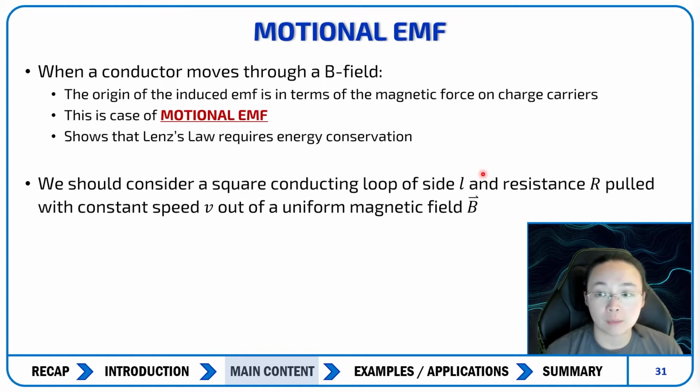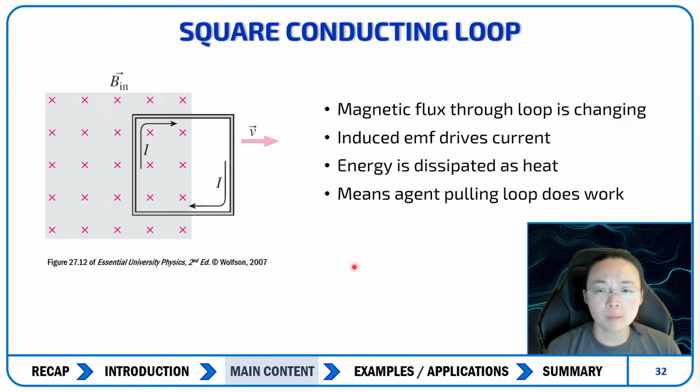So the first example we're going to go through is a square conducting loop of side L and a resistance R that's pulled with a constant speed V out of a uniform magnetic field B. So this is our loop. We're trying to pull it out of a magnetic field in this gray region over here.